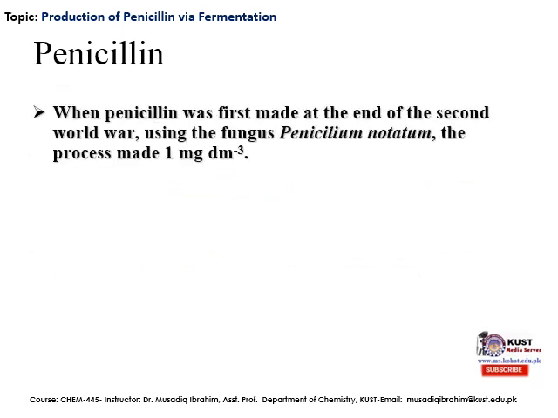When penicillin was first made at the end of the Second World War, it was produced by using the fungus known as Penicillium notatum, and the process made 1 milligram per decimeter cube.